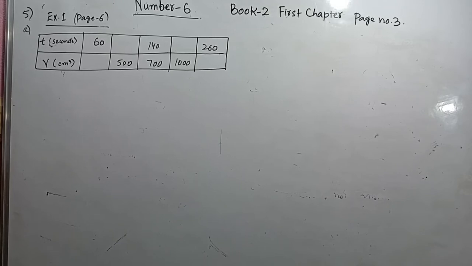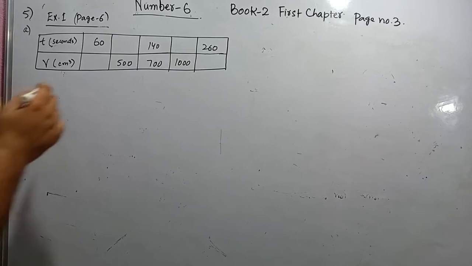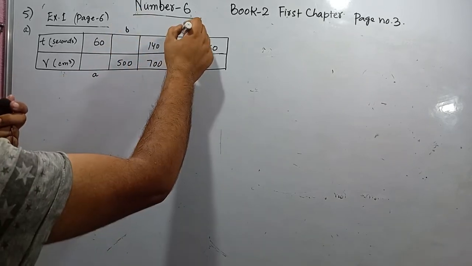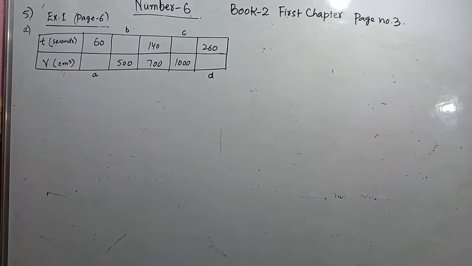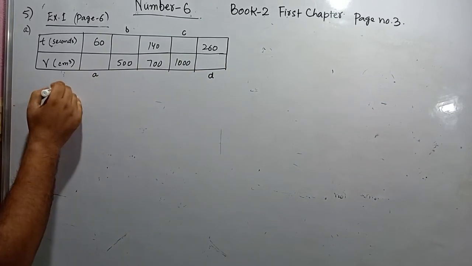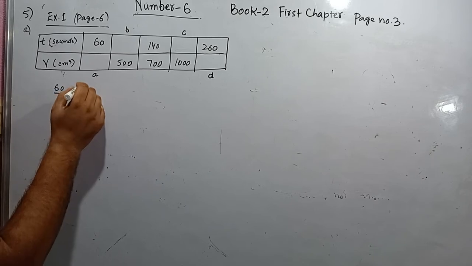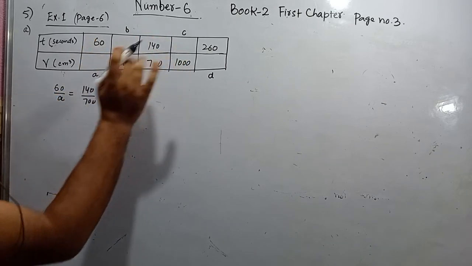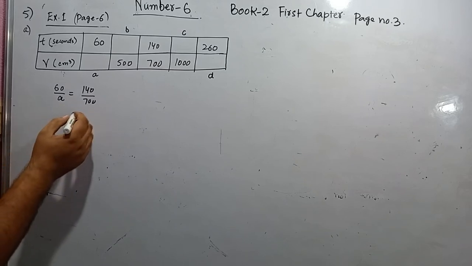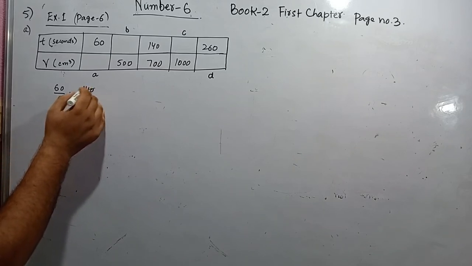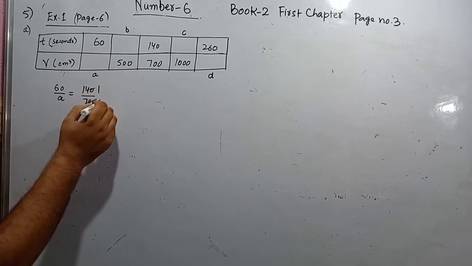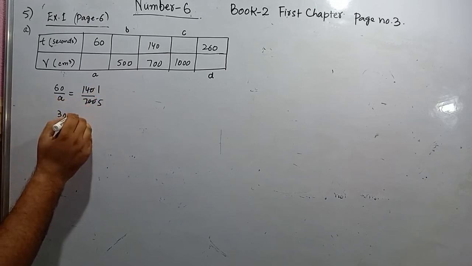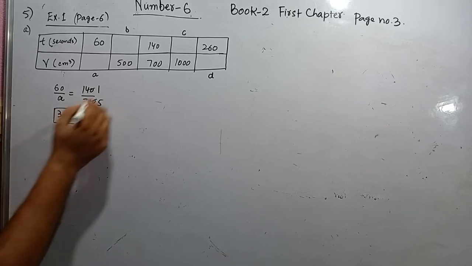You can see here the first value, let's consider it A. Consider it B, consider it C, consider it D. How to find the value A? I can write 60 by A equals 140 by 700. Then doing transposition, 140 by 700 is 1 by 5, so A is equal to 300. So the first value is 300.